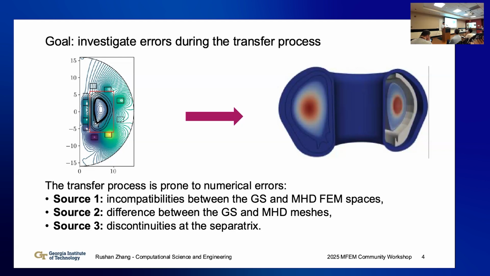In this project, we are going to look into three error sources. The first source is that we want to see whether there are incompatibilities between the GS and MHD finite element spaces. The second source is that oftentimes when people do this transfer process in current implementations, the GS and the MHD meshes are not aligned, and we think that perhaps this misalignment will result in loss of accuracy. The third source is we want to see whether the discontinuities at the separatrix will result in a large error.